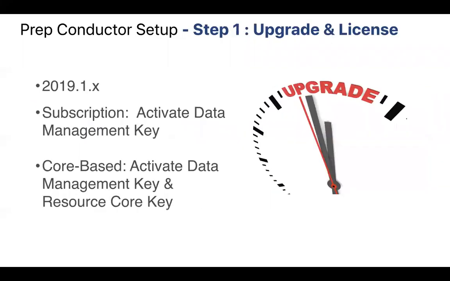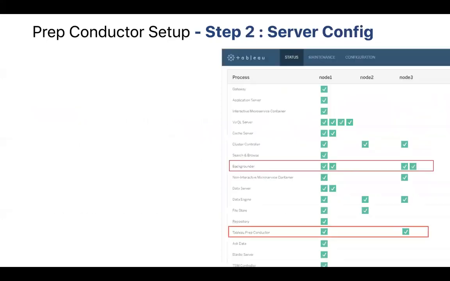Of course, you need to upgrade to at least 19.1. Hopefully, you have 19.3. If you're using a subscription mode license, you need to get an add-on license key. If you use the core-based license, you need two separate keys. One is the activate Data Management key, and you also need a second one called the resource core key, which I'll explain to you in the next slide.